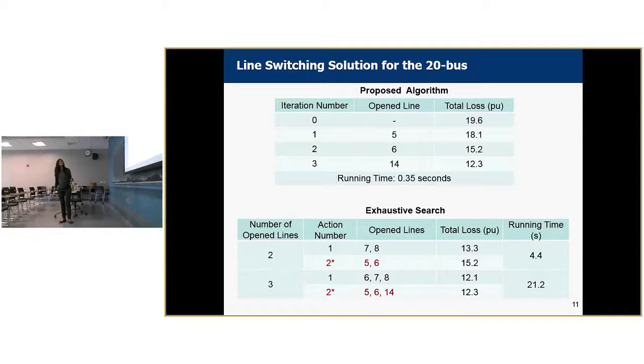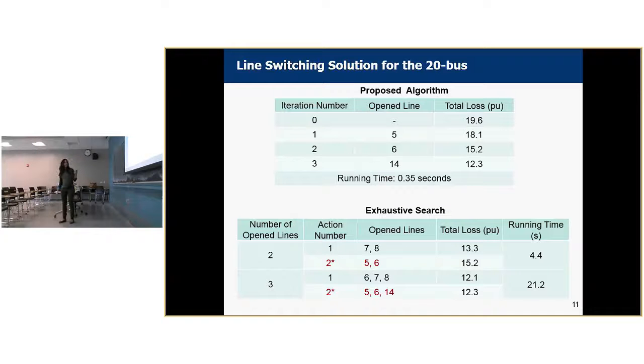On the table on the top, you see the results that we get from the iterative algorithm. In each iteration, you keep opening more lines, and you see that as you open more lines, the losses in the system decrease. And now we compare this solution with the exhaustive search, just so we know how good the algorithm is. That would be the second table.